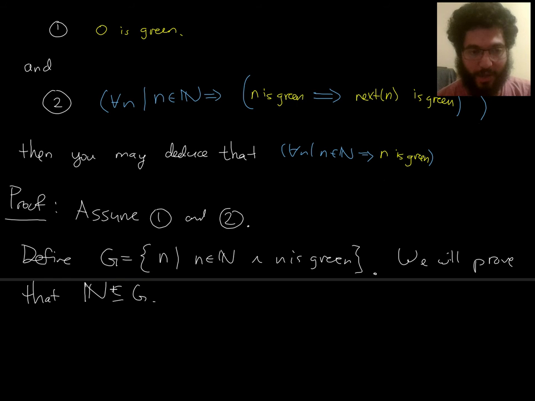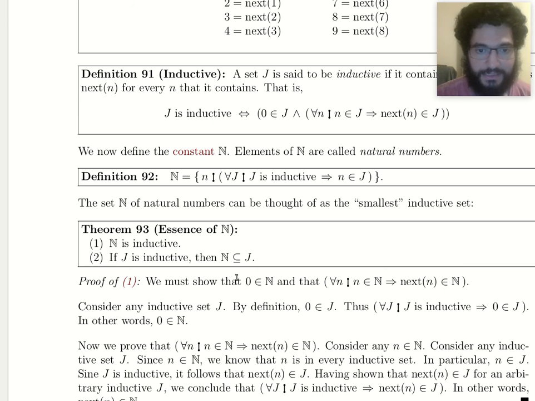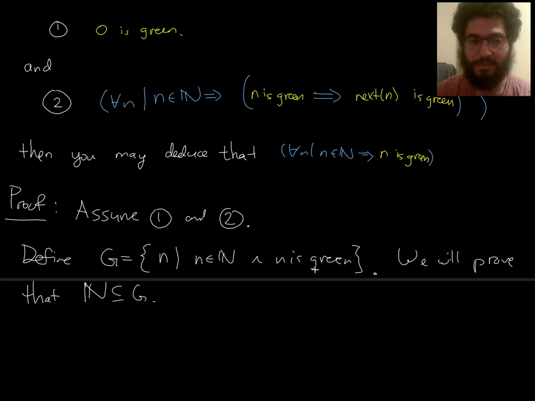Now, I do have a way of proving that n is contained inside a set. Or in other words, I do have a way of proving that a set contains n as a subset. That is this, right? If I can prove that the set is inductive, if I can prove that my capital G is inductive, then I will have that it contains n as a subset. So that's how this actually helps. That's why we define the set of green things. So we just need to prove that G is inductive.